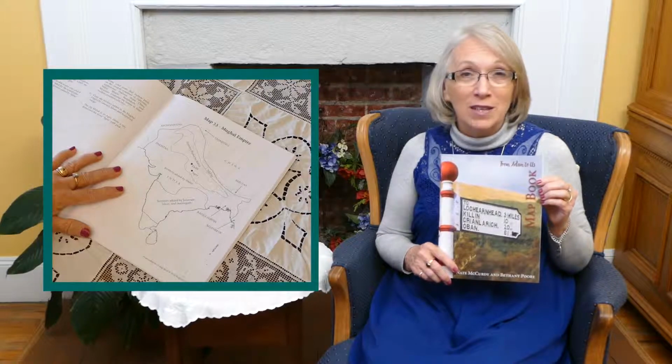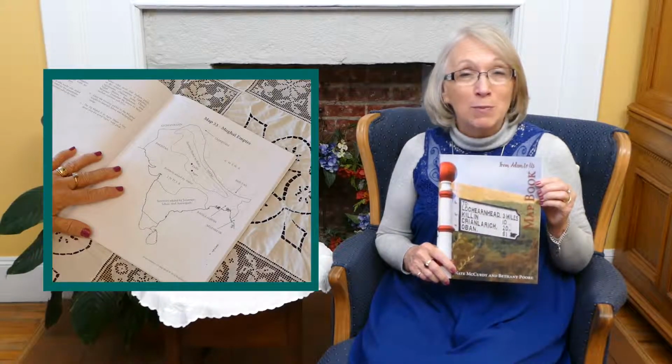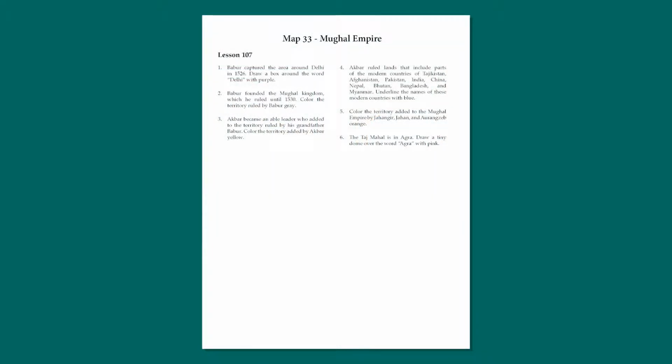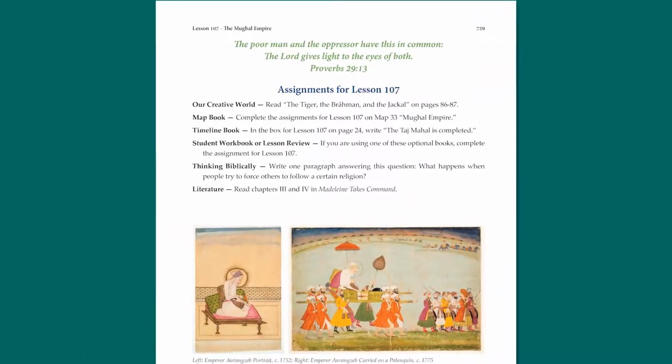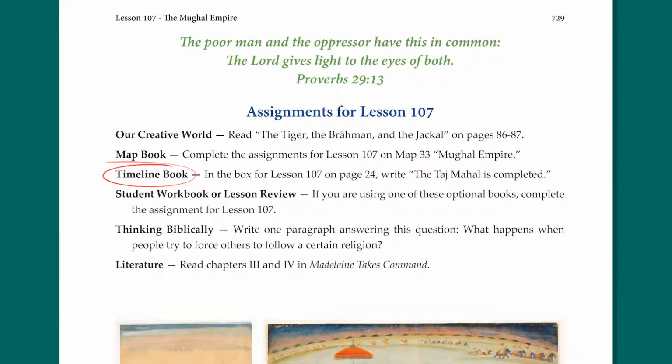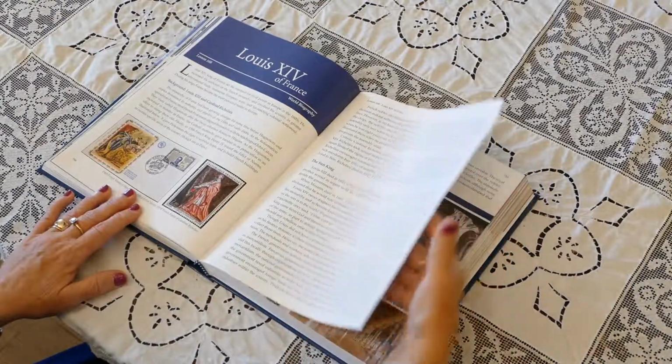This lesson includes an assignment in the map book. Your student will turn to map 33 and complete the assignments for lesson 107. The maps in the map book match the maps in the lesson text. The assignments provide a geographic review of the lesson. Again, your student has a timeline assignment and is reminded to complete the optional student workbook or lesson review. Your student also completes a Thinking Biblically assignment and reads 2 chapters in Madeline Takes Command.